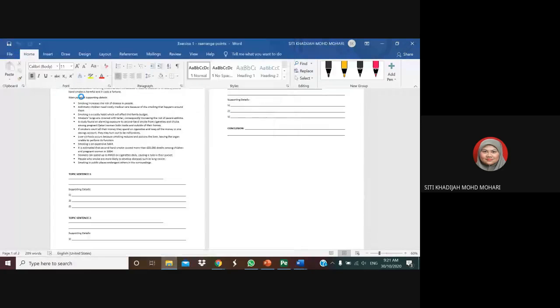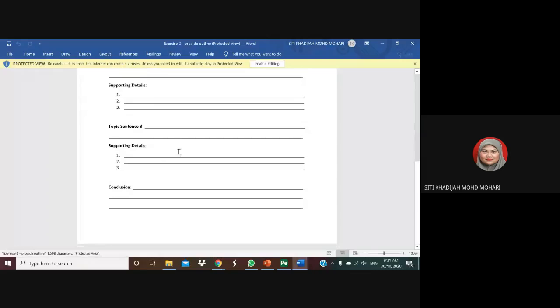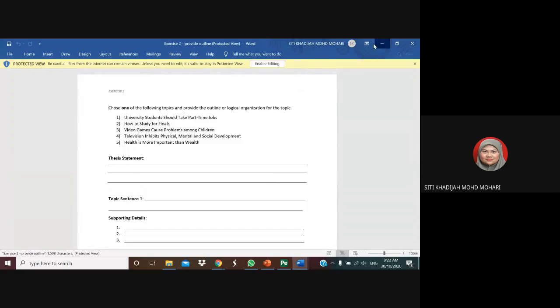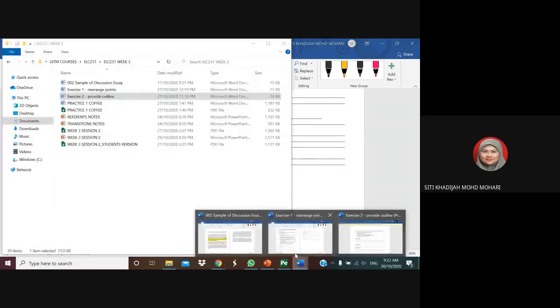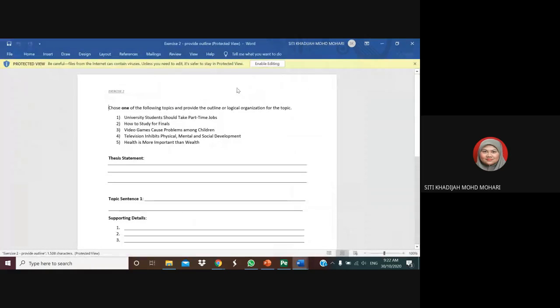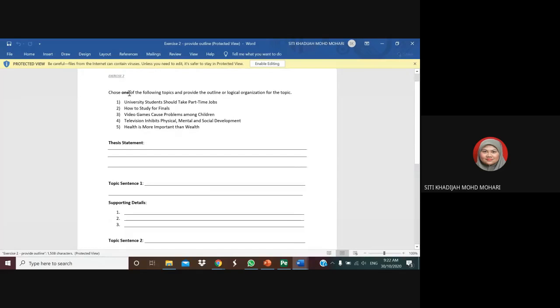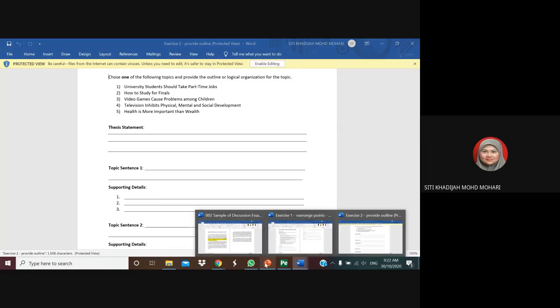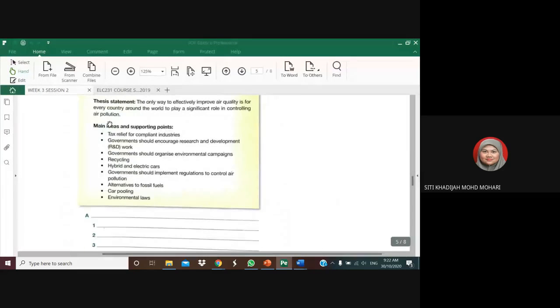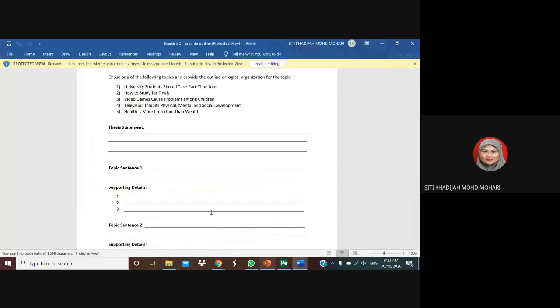And then the second one is providing outline. For this one, the first one, do it on your own. We are going to discuss this during our class, Google Meet. But then for the second one, I need you to complete this in pairs. You have a partner, and in groups of 2, complete this. Just have to choose one of the following topics and come up with the thesis statement, topic sentence, supporting details. Just like what we did for this. A really easy one. Just a simple one.